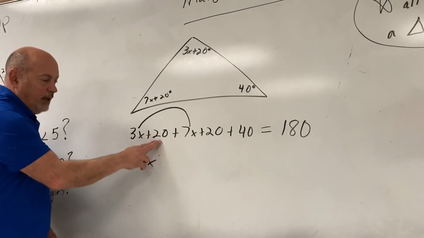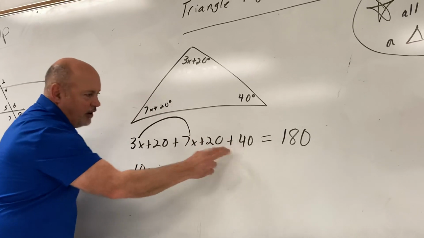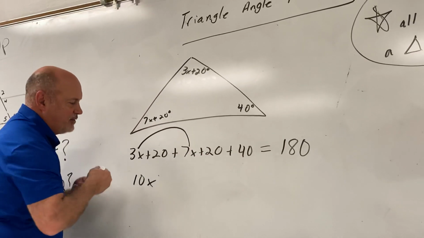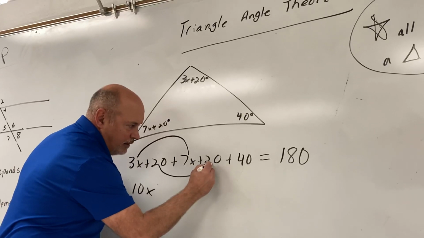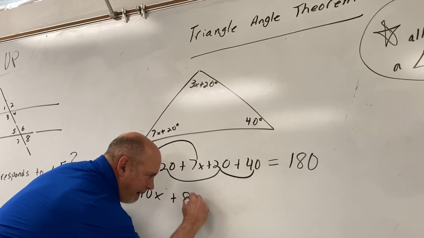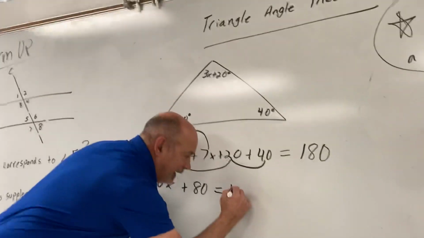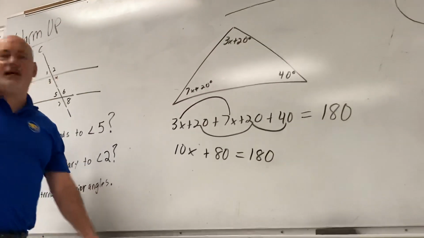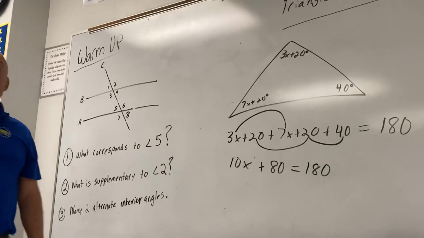Good. The 20 and the 40 are all numbers. We can combine those. What's 20 plus 20? 40 plus another 40. 80. Good. And that equals 180. All right, sweet. Now let's solve it. Alina, what would you do next?